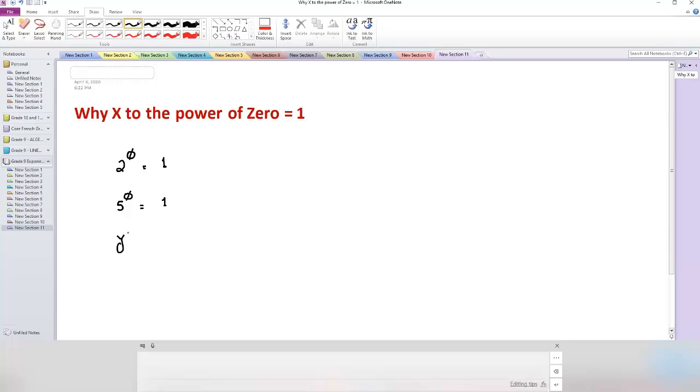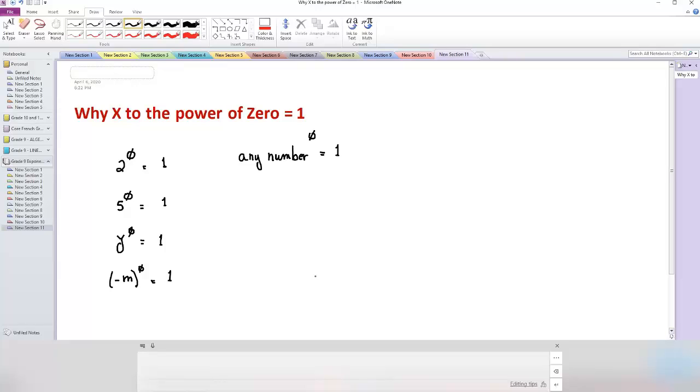Y to the power of 0 is also 1. Any number, even if I have something more complicated like negative m exponent 0, again equals 1. So that means any number or variable with exponent 0 equals 1. And now the instruction of this lesson: why? Why, when we have any number to the power of 0, is the answer 1?